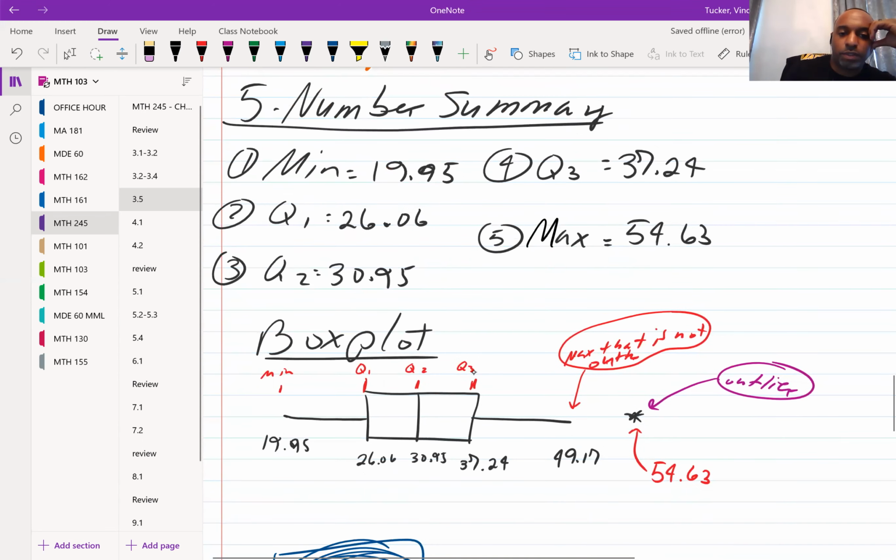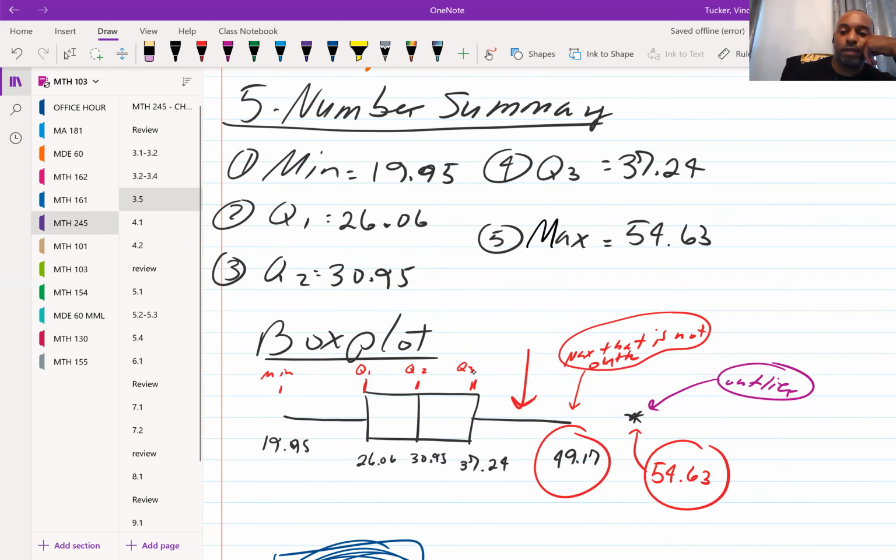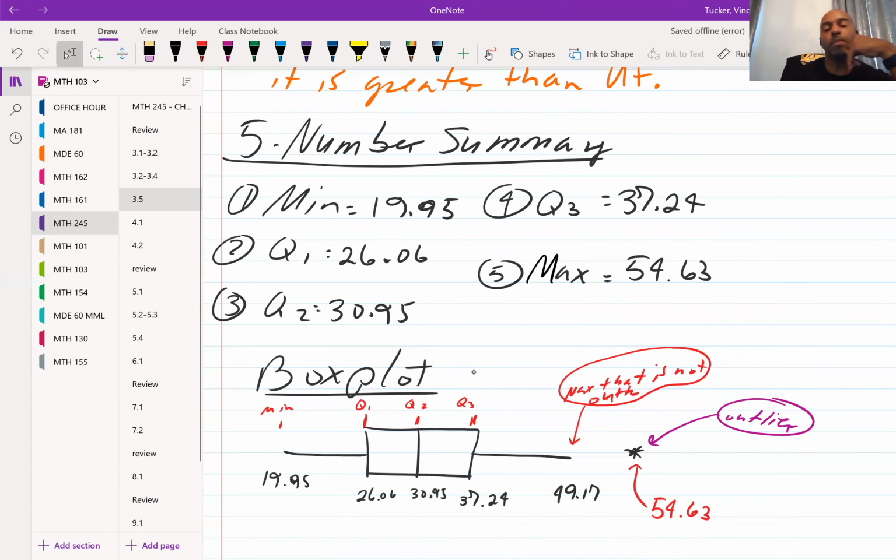And then here would be a rough sketch of our box plot. So our minimum value was not an outlier, so 19.95 is good. Here goes our Q1, Q2, Q3, our quartiles. Now don't forget, your whisker is going to extend out to the smallest and largest values that are not outliers. And remember, we found 54.63 to be an outlier, so our next value up was 49.17. So our whisker goes to 49.17, and then we use an asterisk to represent that 54.63, because that was an outlier. All right. Questions on that? Questions.